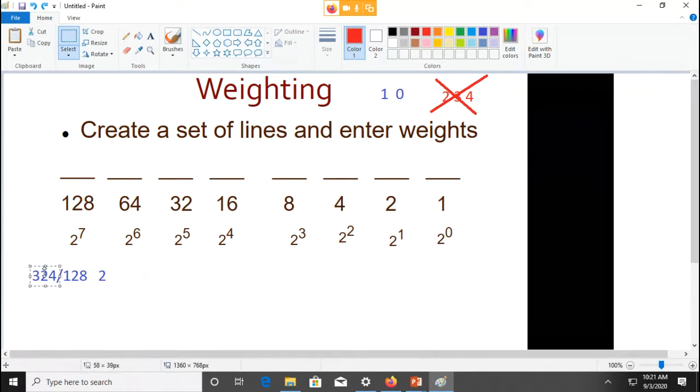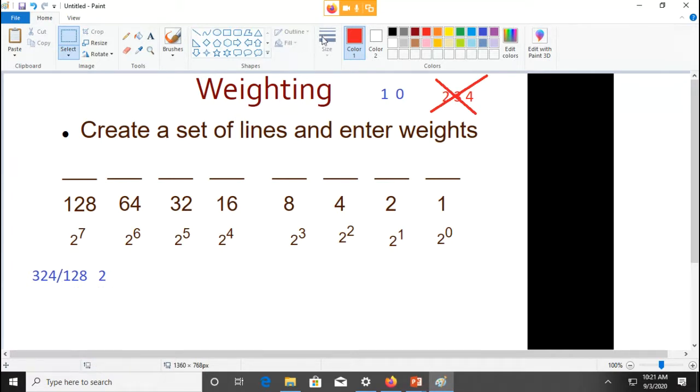In decimal, I was allowed to use a 3 or a 2 or a 4. But in binary, I'm not allowed to use a 2, 3, 4, 5, or anything else. I'm only allowed a 1 or a 0. And so when I take the number 324 and divide it by 128, the answer is yes, but I can actually do that 2 times.